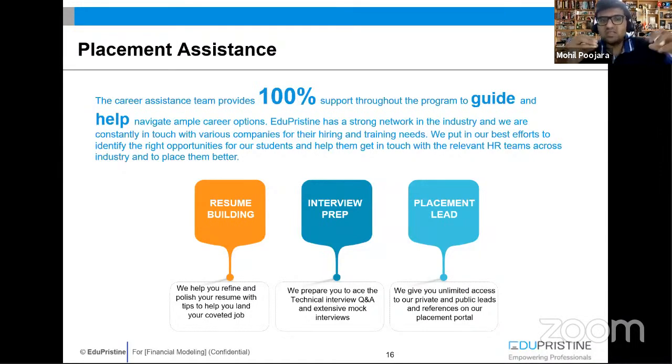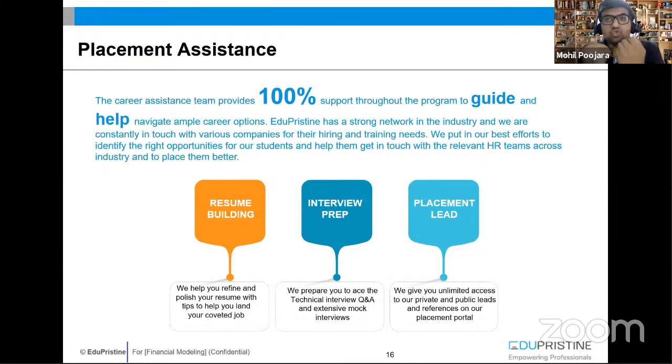And it also has this set of students, most of you who will probably sign up for the course, who have the skill set of financial modeling. So they do a good job of connecting students with the industry and helping them reach out.